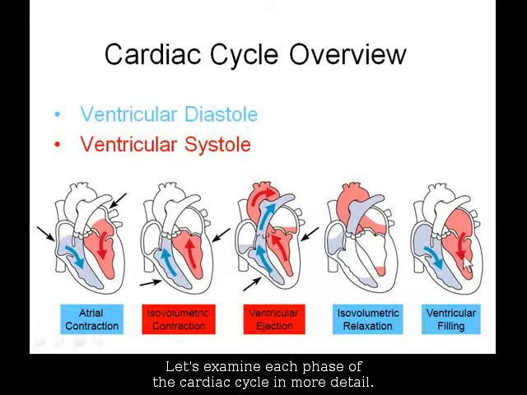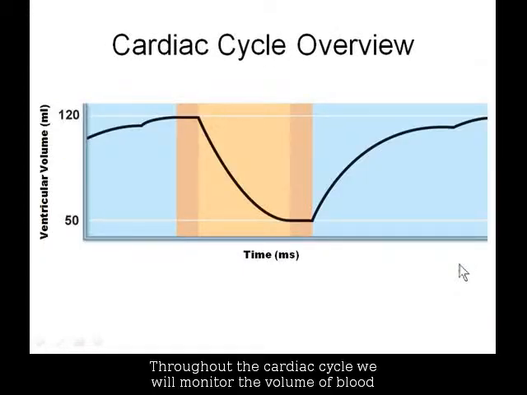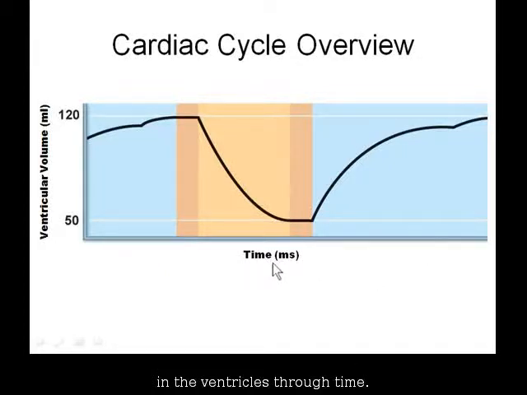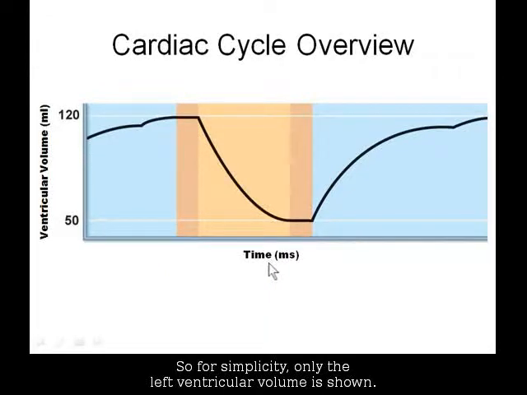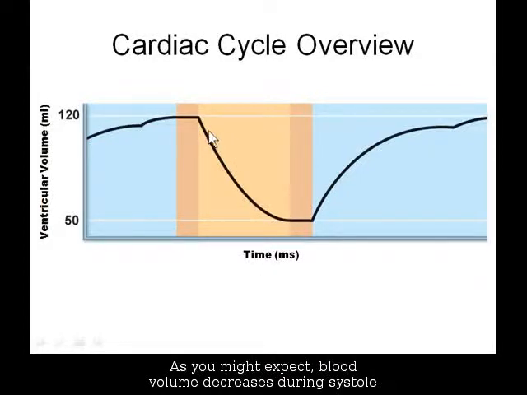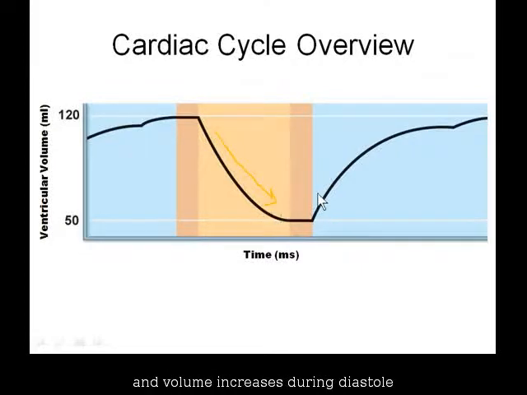Let's examine each phase of the cardiac cycle in more detail. Throughout the cardiac cycle, we'll monitor the volume of blood in the ventricles through time. Volume changes are the same for the left and right ventricles, so for simplicity, only the left ventricular volume is shown. As you might expect, blood volume decreases during systole as blood is forced out of the heart, and volume increases during diastole as the ventricle is filled again. The arrows indicate the beginning and the end of one cardiac cycle.